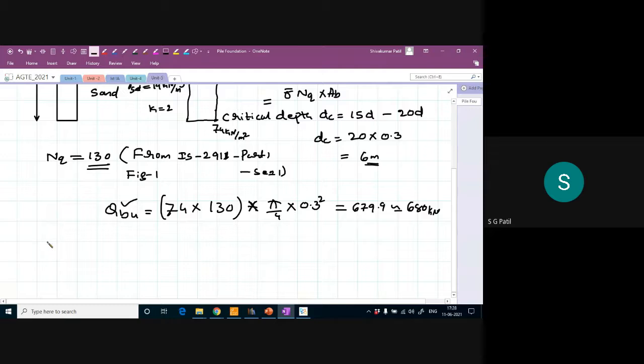So what is the shaft resistance? QSU. Shaft resistance is equal to small qsu into surface area. So what is this small qsu? Sigma average into K into tan delta into my surface area.